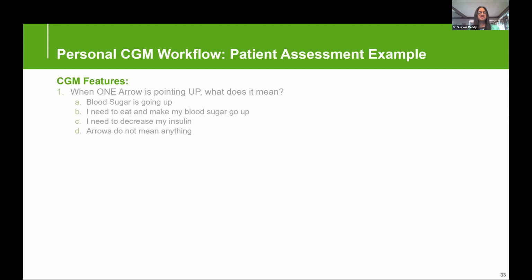So here's an example of questions. This is one of the ones we asked them. When one arrow is pointing up, what does it mean? And here's where patients were very confused. There was one patient who thought she needed to eat and make her blood sugar go up. So you want to make sure that the patients know what that arrow means.